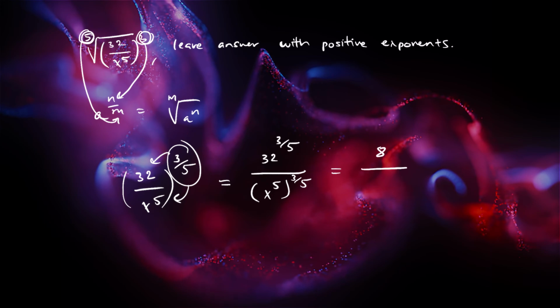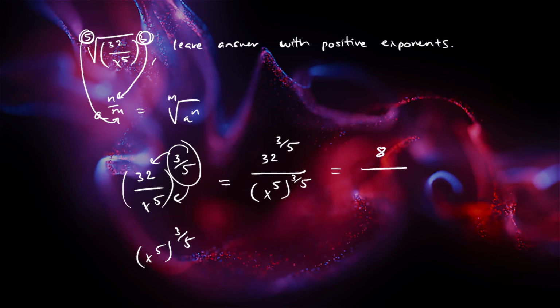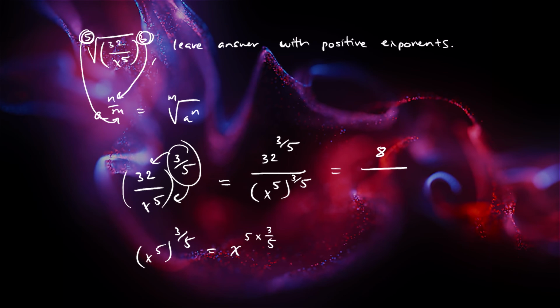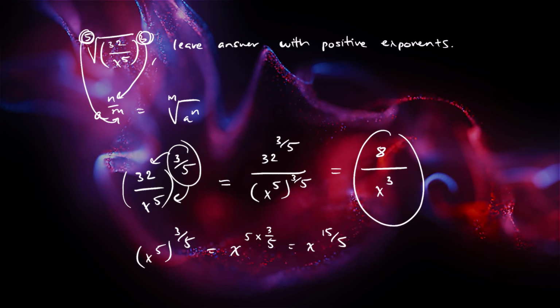And 8 over x to the power of 5 raised to the power of 3 over 5. Now remember, when we're raising some exponent to another exponent, we can multiply those exponents together. This gives me x to the power of 5 multiplied by 3 over 5, which gives me x to the power of 15 over 5. So our denominator is x to the power of 3. So we ended up with 8 over x to the power of 3.